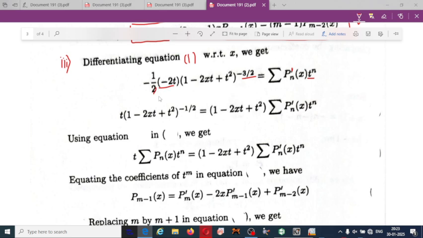Here the 2 gets cancelled. It will be t into the bracket term, taking it as minus 1 by 2, and one more term you can bring to the RHS side. It will become power of plus 1. Then keep the second term as it is. Let us consider this as equation 5. So equation 1 and 5. Equation 1 is what?